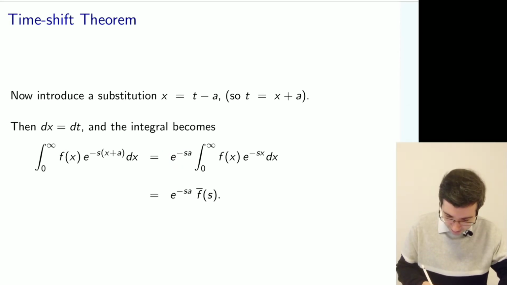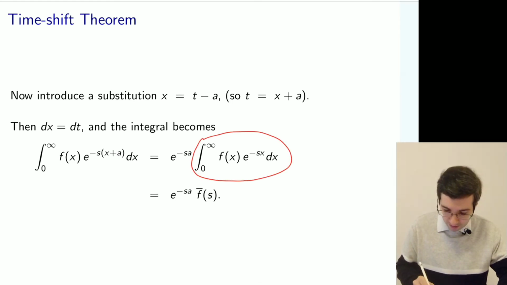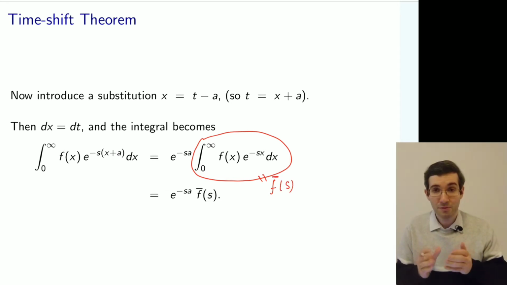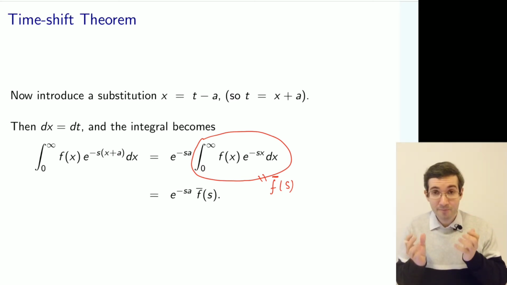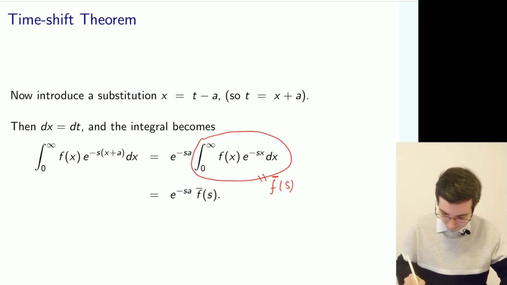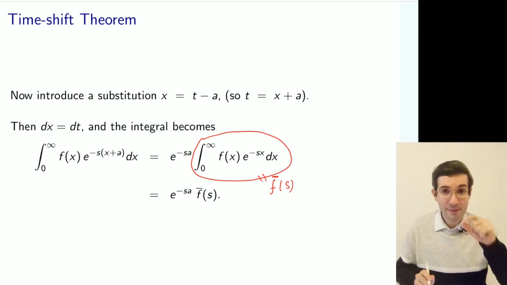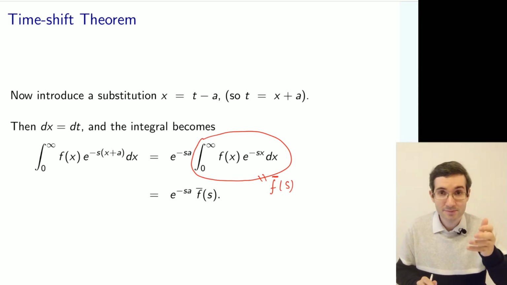And if we look closely at the integral, it is just the definition of the Laplace transform of f of x, or of t, because it doesn't matter: you take a definite integral between the limits, so you can always get the same answer. And that Laplace transform is multiplied by the exponential.